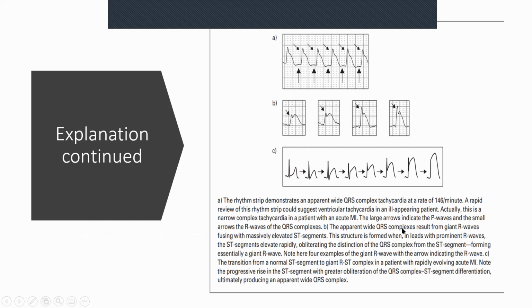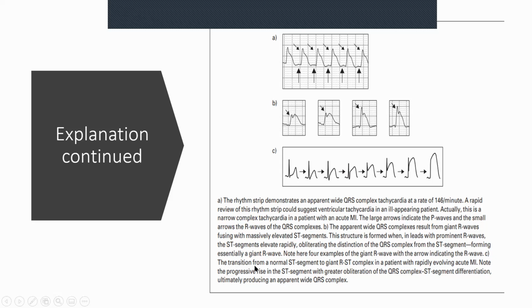So the apparent wide QRS complexes result from giant R waves fusing with a massively elevated ST segment. So this is what you're seeing, the R wave and a massively elevated ST segment. The structure is formed when, in leads with prominent R waves, the ST segments elevate rapidly, obliterating the distinction of the QRS complex from the ST segment, which is what we were seeing, forming essentially a single giant R wave, which is what you see there. Okay. There are 4 examples of giant R waves with the arrow indicating the R wave. Okay, so those are the possibilities that you can see.